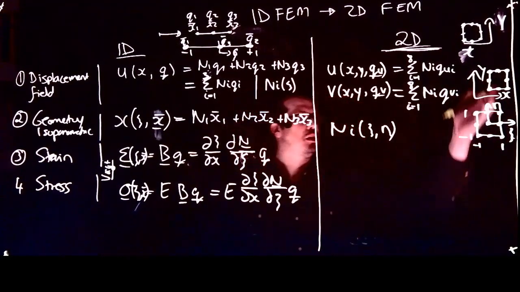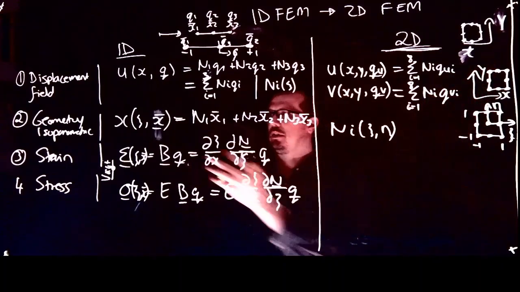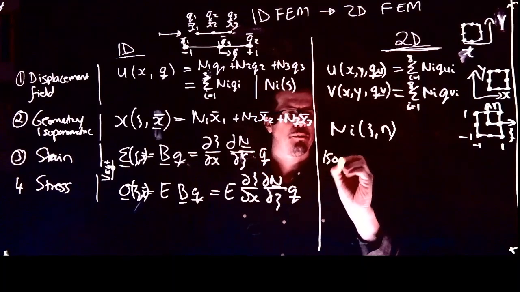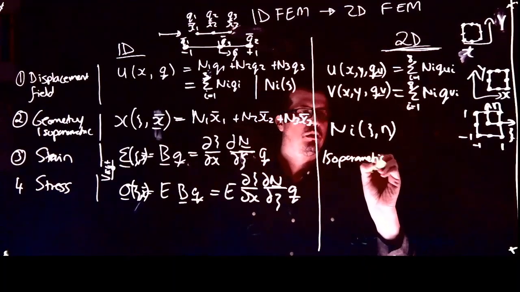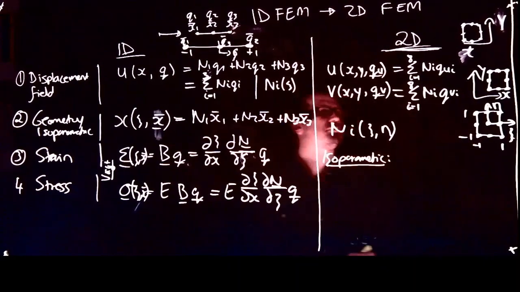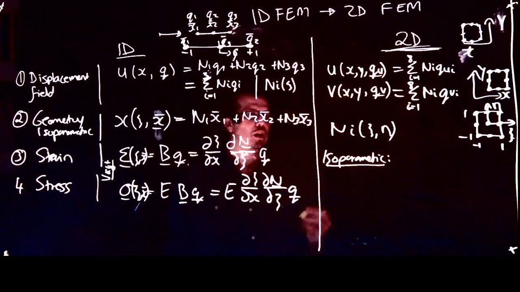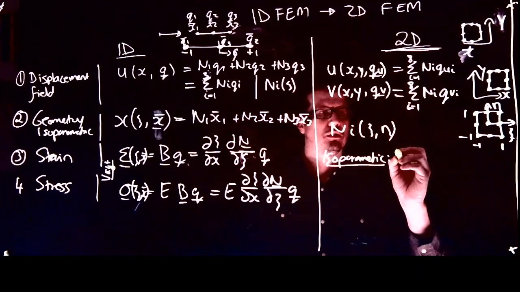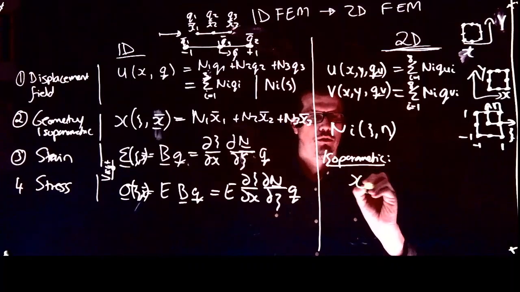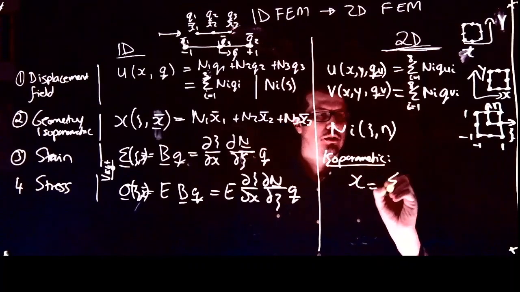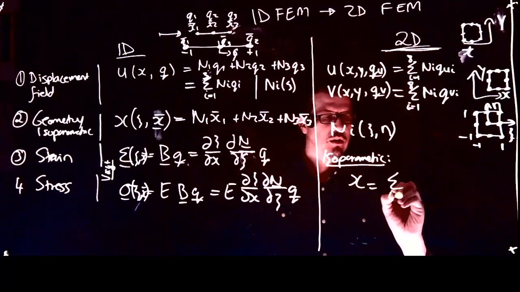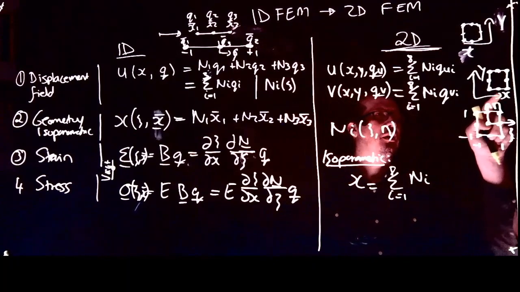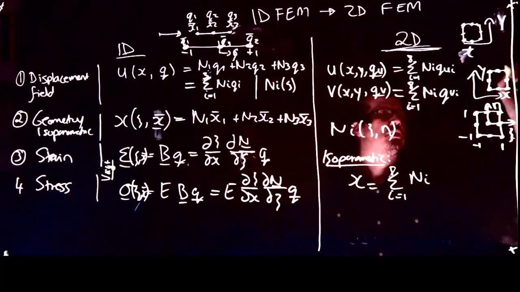How do I map this, the link between these two things? Well, it's the isoparametric formulation. So let's do isoparametric quickly. So for the isoparametric formulation, I could say, well, x is a function of the sum from 1 up to 8 of Ni, and then each of these nodes has associated coordinates. So I'm just going to write it like this.